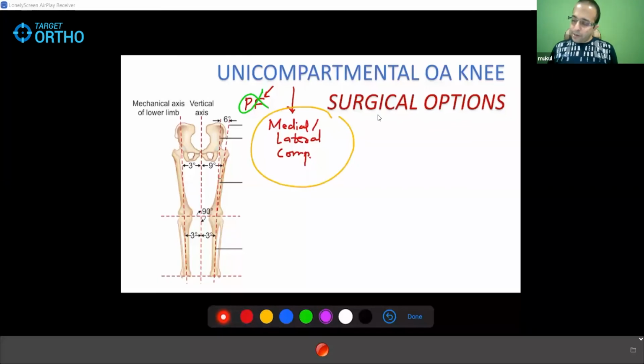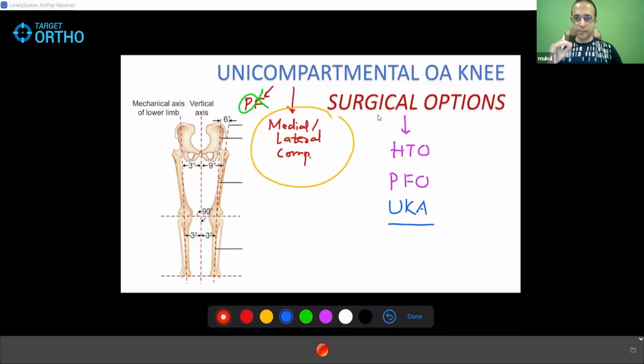Here I'm going to discuss the three very popular surgical options you already know. One is the high tibial osteotomy. One is the proximal fibular osteotomy. And of course, I'll move ahead from the osteotomies to a unicondylar knee arthroplasty, changing a single compartment. So we will go through both step by step. Let me first start with the high tibial osteotomy, the basics, the principles.